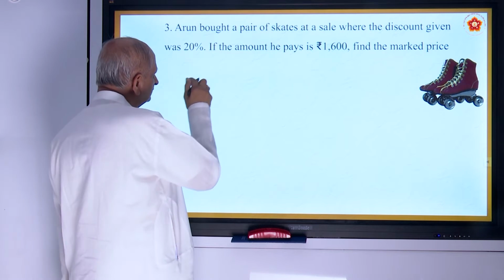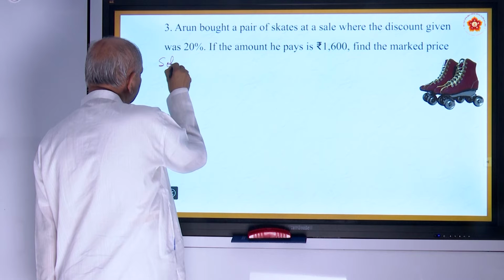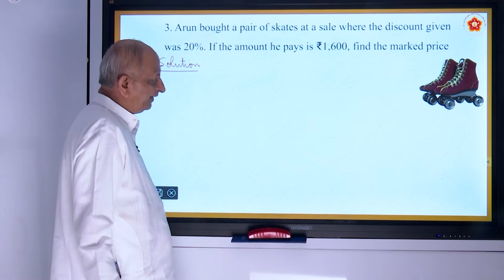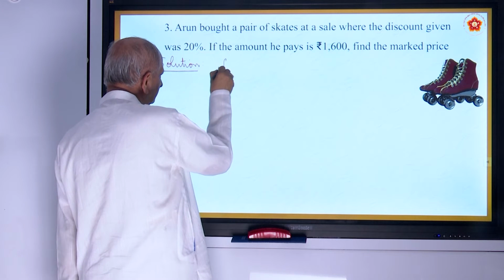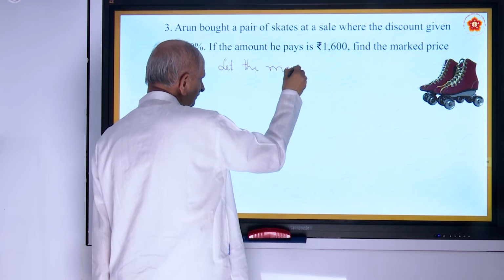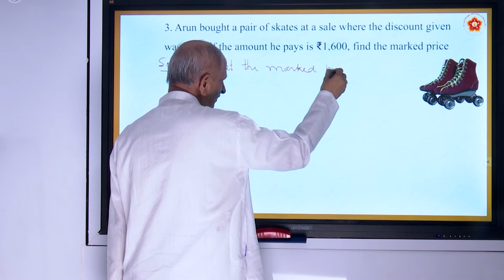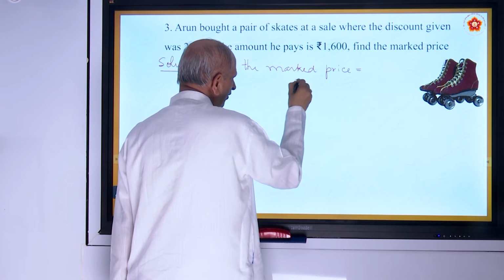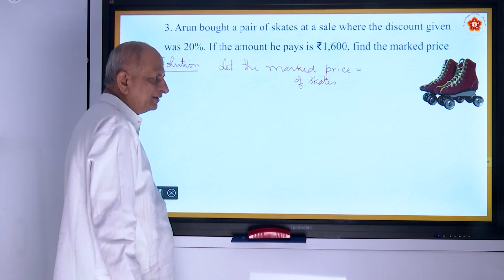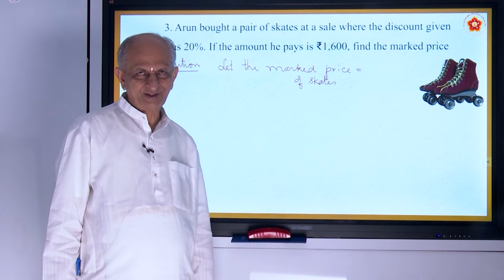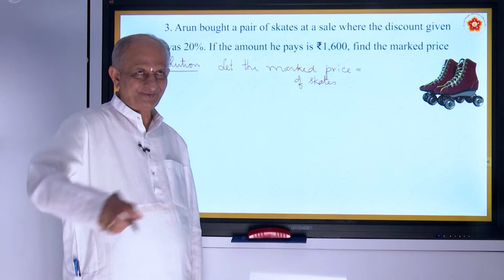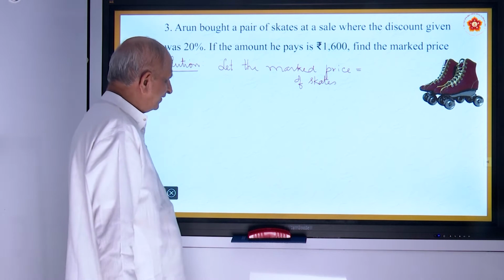So, here the market price is not given. So, we will take it as, let the market price, usually we use the sign MP, of skates. It's a very interesting sport, correct? They have running races in that and a lot of circus. It's a very good balance.